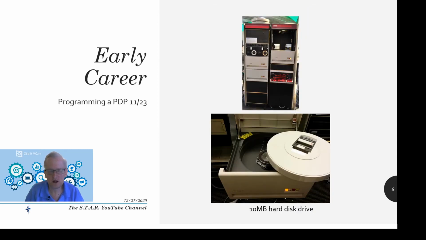From there, I moved on and I began programming on a PDP-1123. I was programming in Fortran. The neat thing about a PDP-1123 is that it added a hard disk drive. This is an actual hard disk pack. It holds 10 megabytes. You plug it into this drawer right here. So you'd pull out this drawer, put in your hard disk cartridge, push the drawer back in, hit a couple buttons to spin it up, and then your computer could access it.